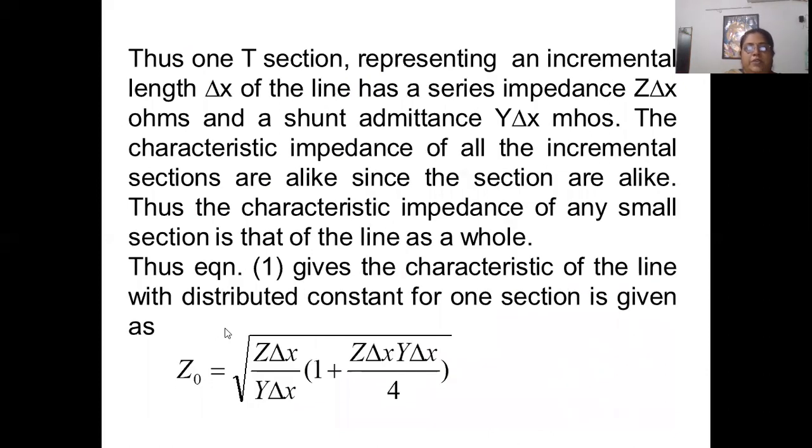Thus, one T section represents an incremental length delta x of the line, which has a series impedance in ohms and a shunt admittance. The characteristic impedance of all the incremental sections is alike, and since the sections are alike, the characteristic impedance of any small section is that of the line as a whole. So we can say that equation 1 will give the characteristics of the line with distributed constants for one section, and it is given by the following equation.